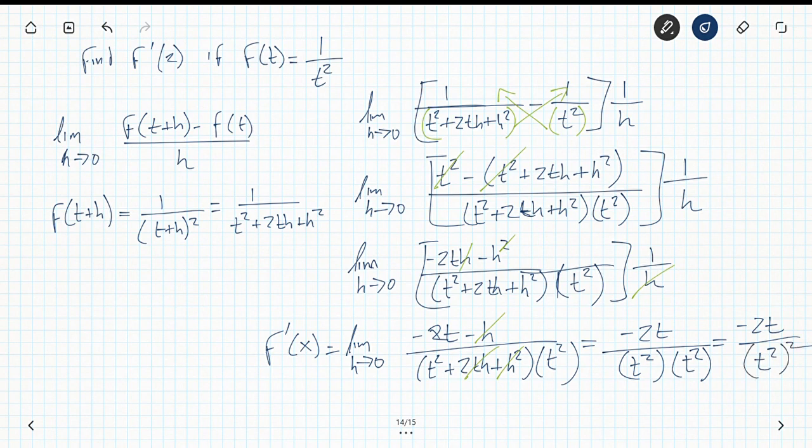Okay? If we wanted to find that derivative at 2, so f prime of 2, just simply plug in 2 for t. So we're going to get negative 4 over 16. So f prime of 2 is going to be negative 1/4.